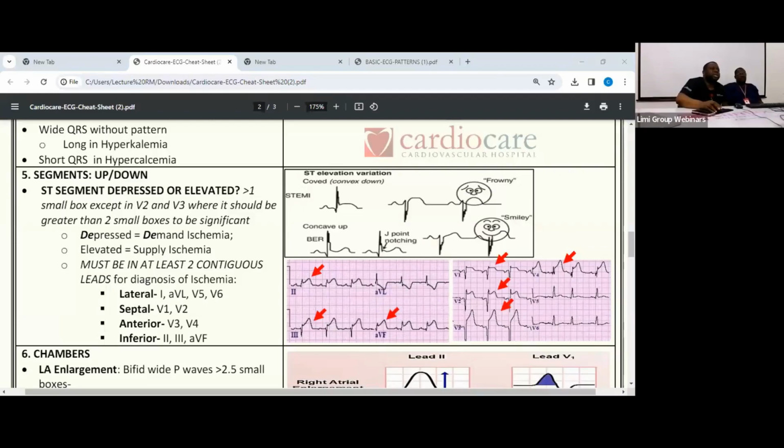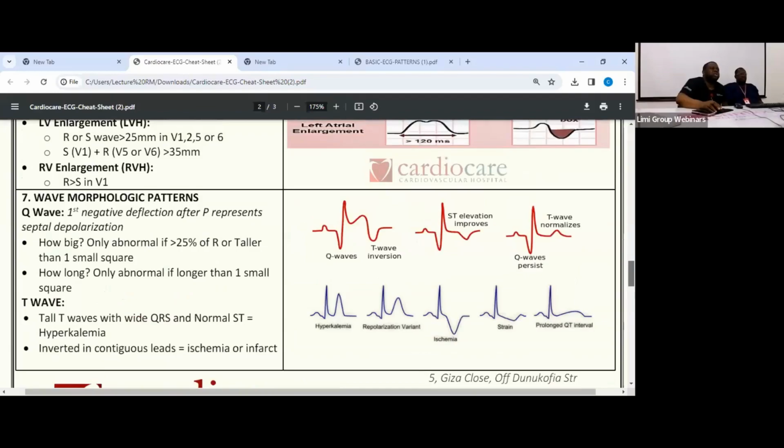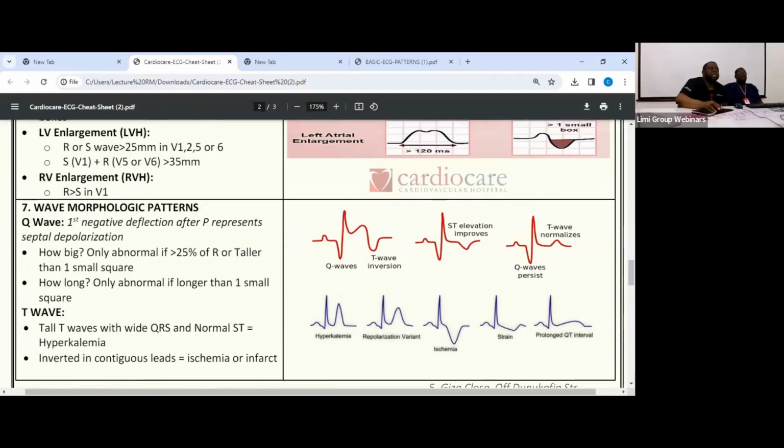The other thing to look at is what we call Q waves and T wave inversion. And we can see in this case, we can see Q waves. A Q wave is the first negative deflection. If there is a small notch here, then it's no longer a Q wave, it's an S wave. But if there is a negative deflection and it comes down here, that is a Q wave. We say it is abnormal if it is more than one quarter of the R wave, or if it is wider than one small square. So this is a Q wave.